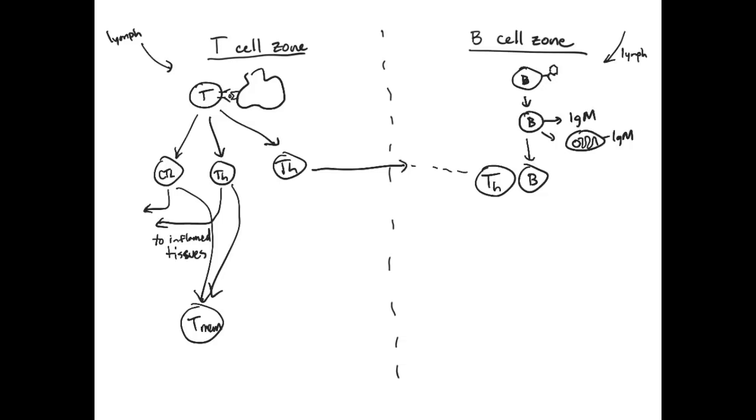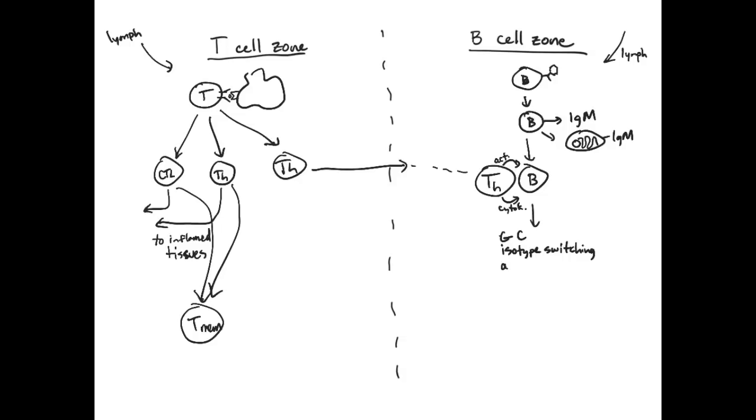And this T helper cell will induce the enhanced activation of this B cell via activation signals and via the production of cytokines. And when this happens, it dramatically enhances the activation and the clonal expansion of these B cells. It leads to the formation of the germinal center, and it leads to the process of isotype or class switching, such that these B cells can now produce other types of antibodies, perhaps IgG or IgA or IgE.